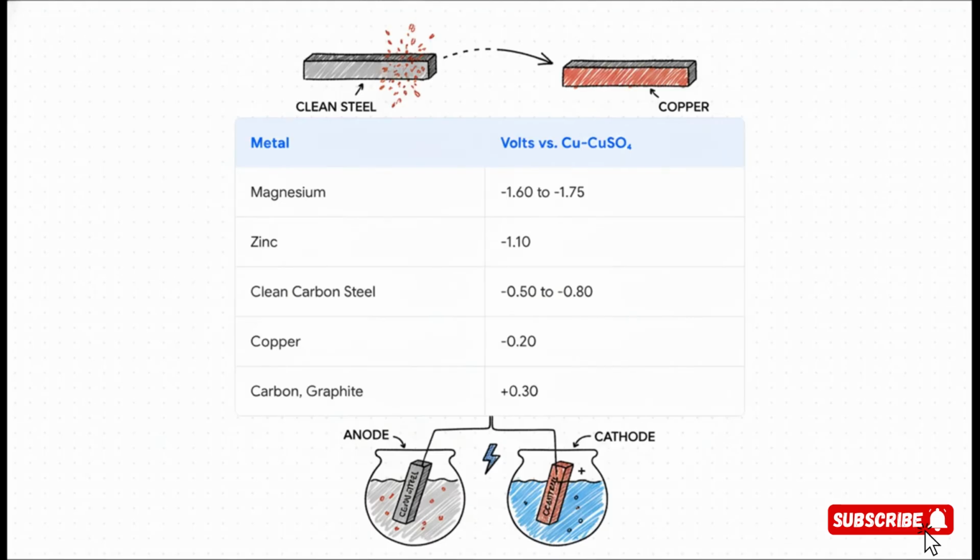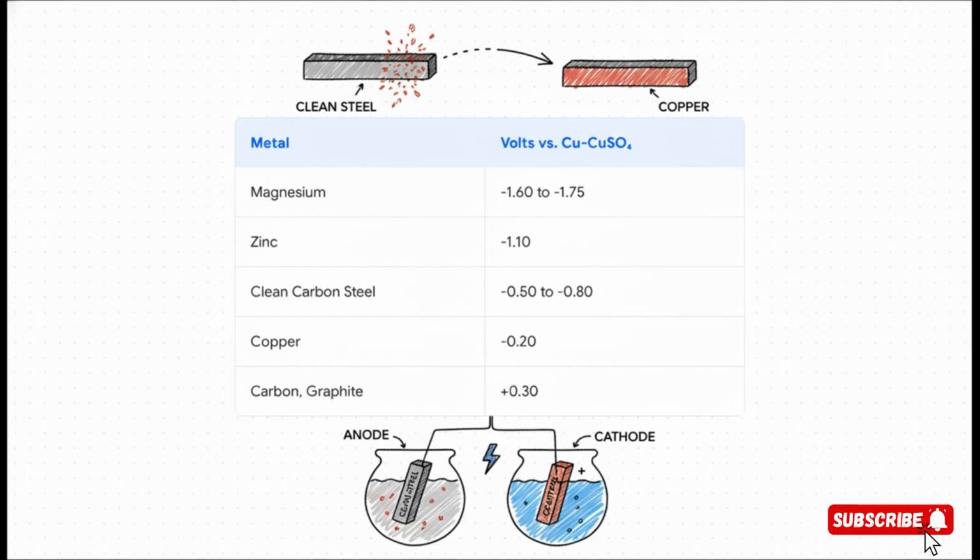Now, this is where this whole concept becomes an incredibly powerful tool for predicting what's going to happen. This is a practical galvanic series for seawater. And here's how it works. You can pick any two metals on this list, and the one with the more negative potential, so the one that's higher up on the chart, will always become the anode and corrode if you connect them electrically in seawater.